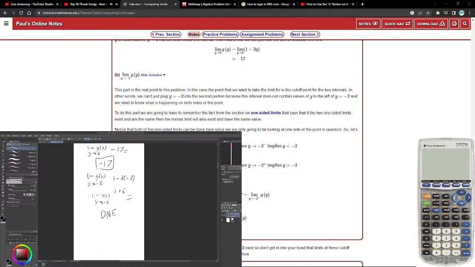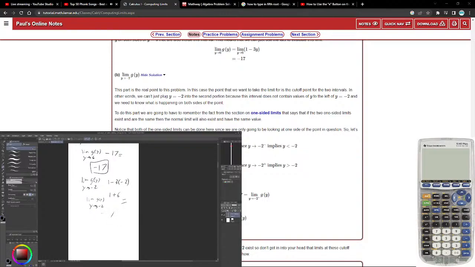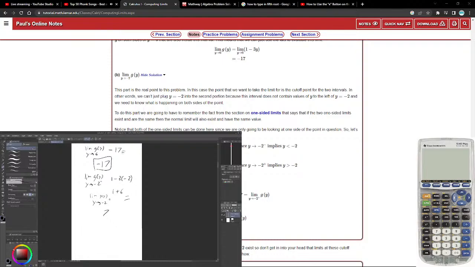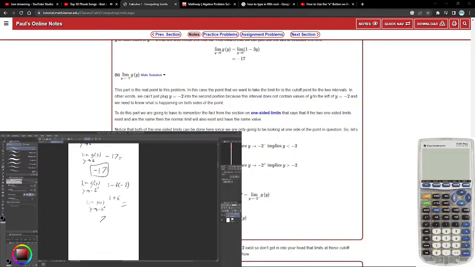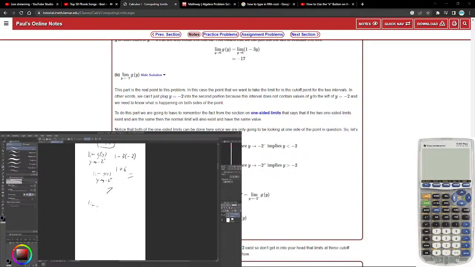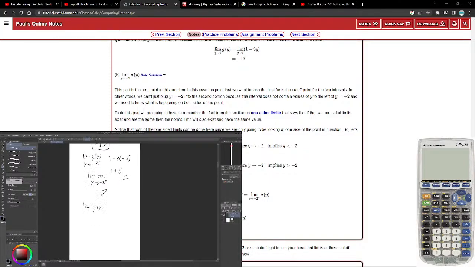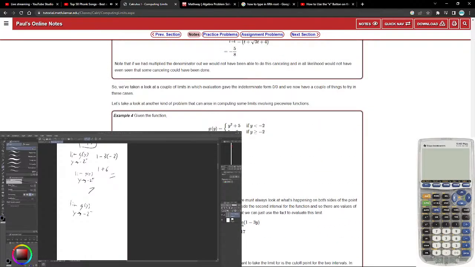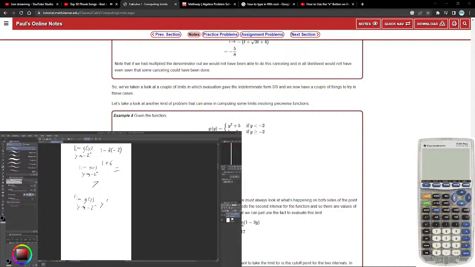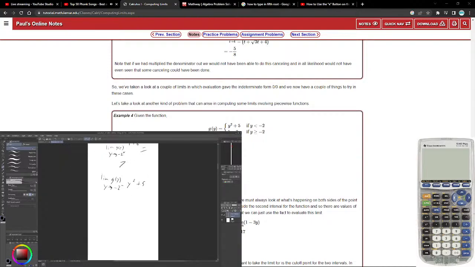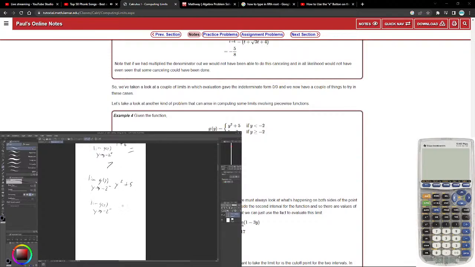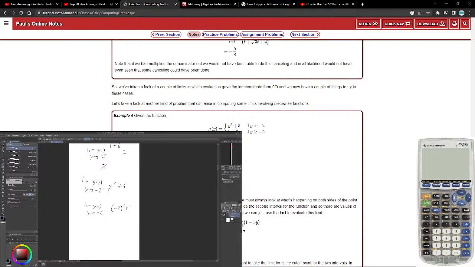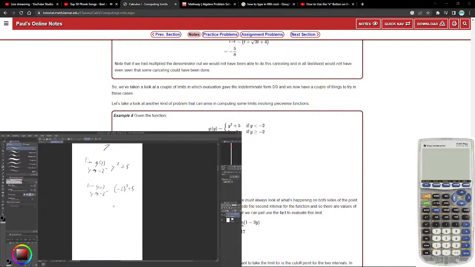Okay. That's how you prove it then. So this would be from the right. Y squared plus 5. Nine.